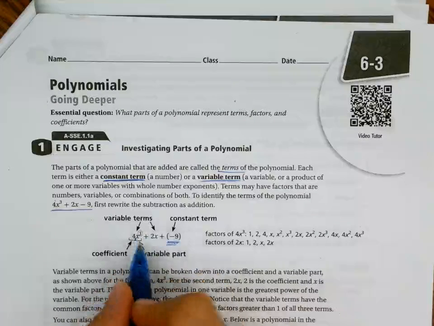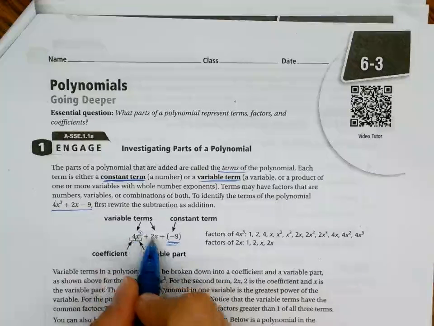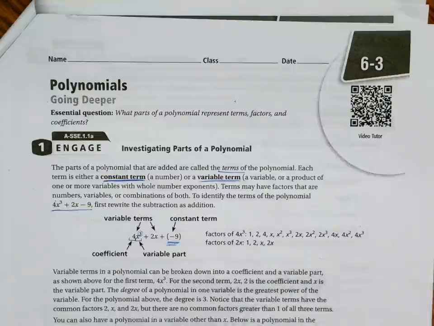Because this is the third degree, this is the first degree, right? This is 3, this is 1. The higher one is 3, so it is a third degree polynomial. Notice that the variable terms have the common factors 2x and 2x, but there are no common factors greater than 1 for all three terms.